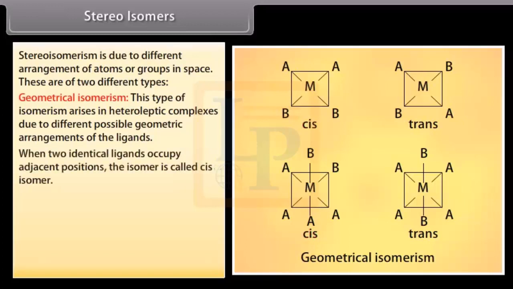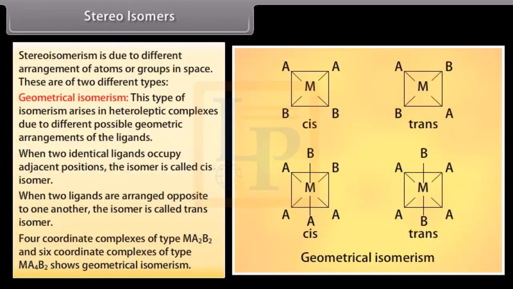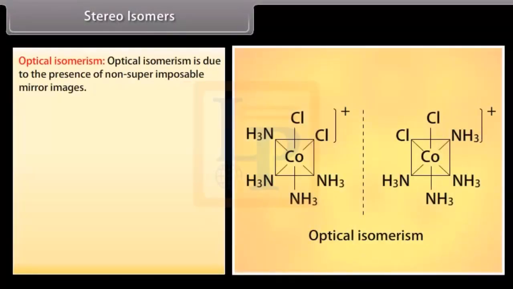When two identical ligands occupy adjacent positions, the isomer is called cis isomer. When two ligands are arranged opposite to one another, the isomer is called trans isomer. Four coordinate complexes of type Ma2B2 and 6 coordinate complexes of type Ma4B2 show geometrical isomerism. Optical isomerism. Optical isomerism is due to the presence of non-superimposable mirror images.